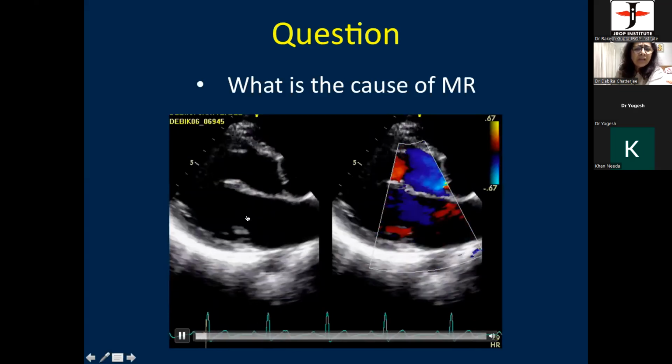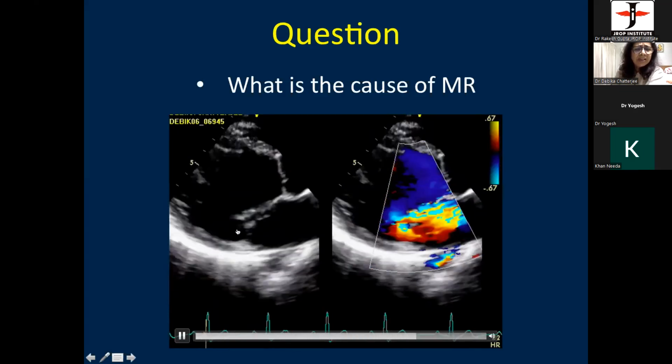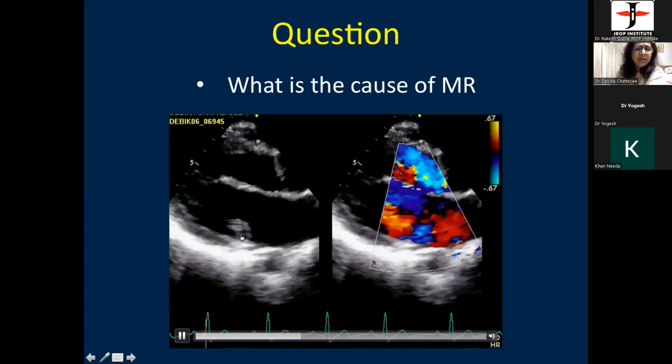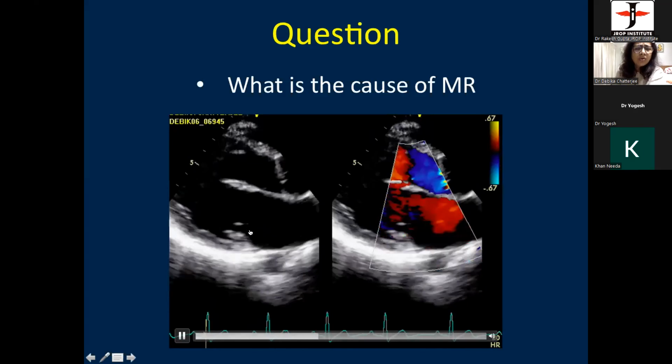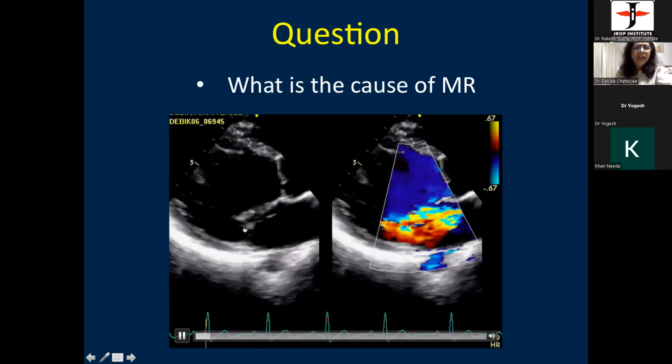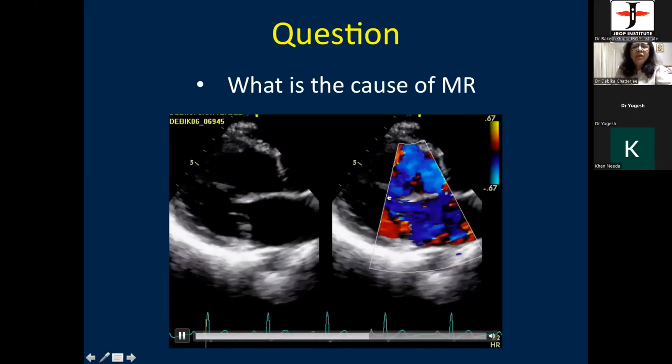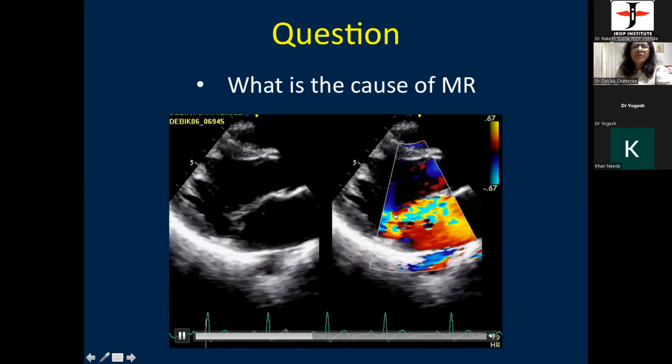So it's a single valve disease, valve leaflet disease. It's only the PML which is diseased, and there is a chordal rupture, and it has caused the PML to be flailed, and that has resulted in an anteriorly directed jet of severe MR.